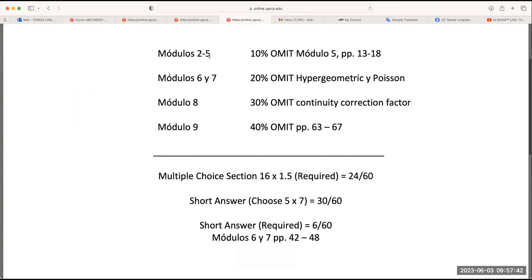So it's 10% chapters 2 to 5, 20% chapters 6 and 7, but you don't worry about hypergeometric and Poisson. Chapter 8, which we're going to talk about today, is 30%, and chapter 9 is 40%. So it's mostly 8 and 9, and part of the rest. So I have to put regression on there. Regression will occupy your 10%.